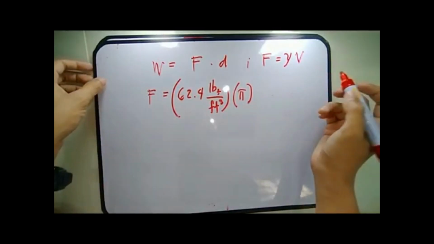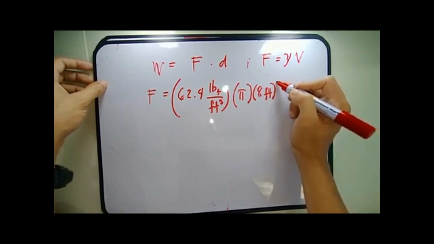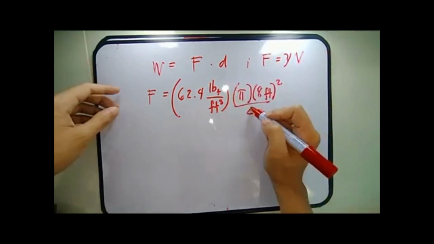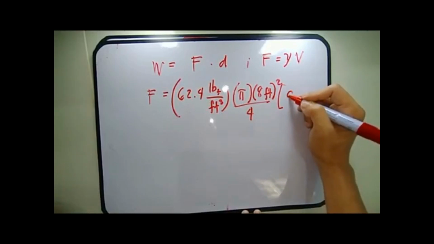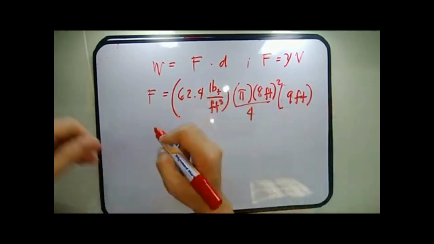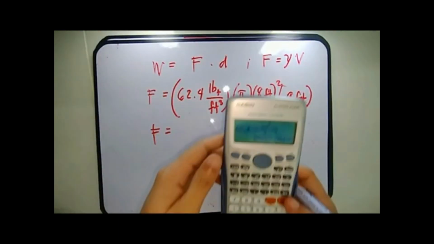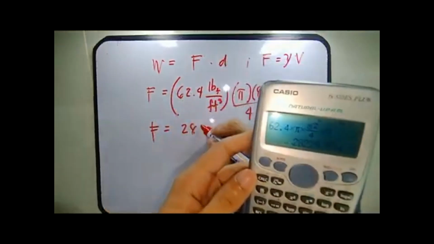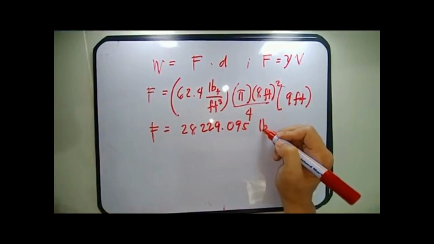So yung diameter natin is at least 8 feet squared all over 4 times yung height natin na 9 feet. So by dimensional analysis, this is pound force. So force natin is equal to 28229.095. So this is pound force.